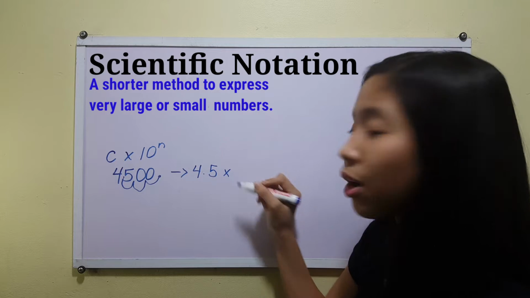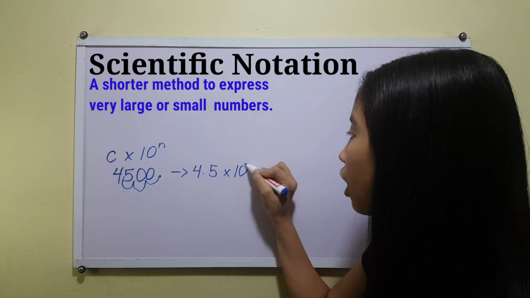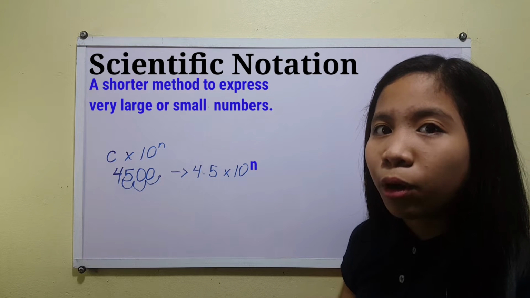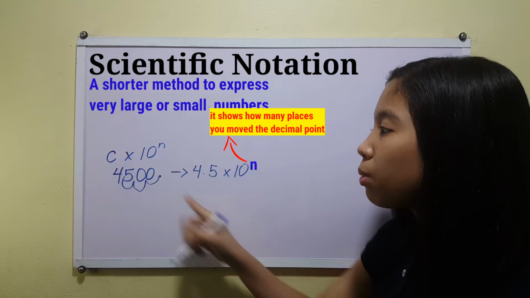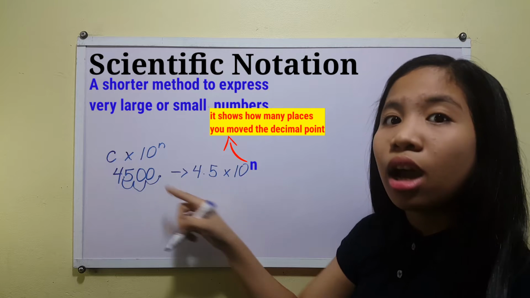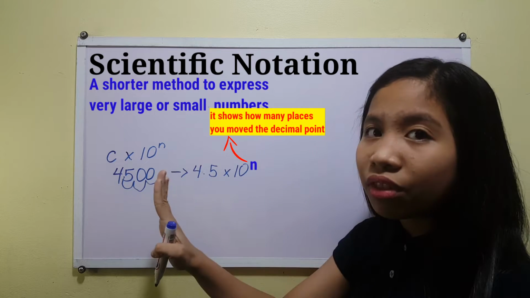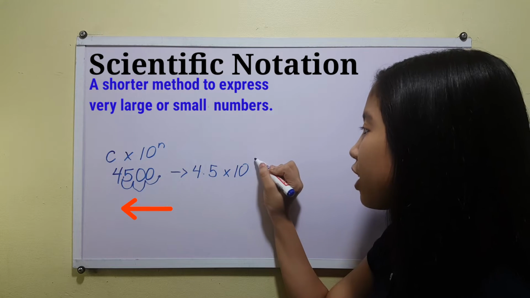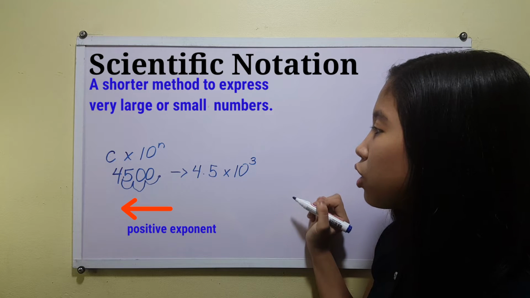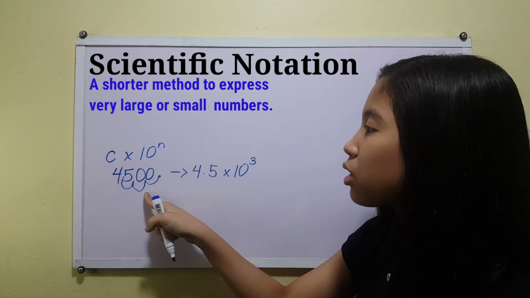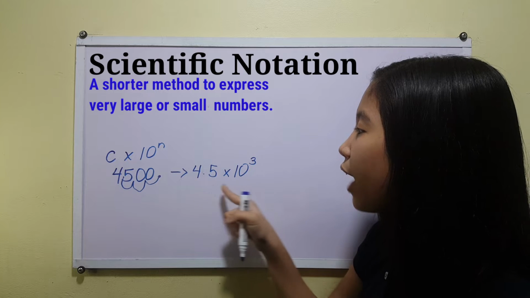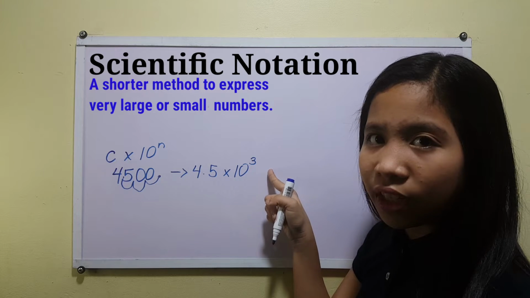4.5 times our base, which is always 10, to the power of our exponent, which will be the number of times we moved our decimal point, which is 3. And since we moved that to the left, our exponent will be positive. So the scientific notation of 4,500 is 4.5 times 10 to the power of 3.